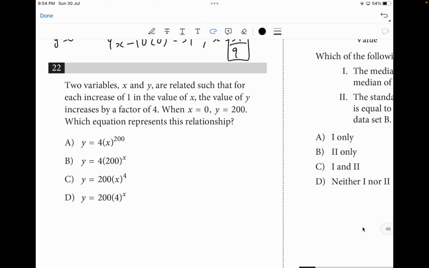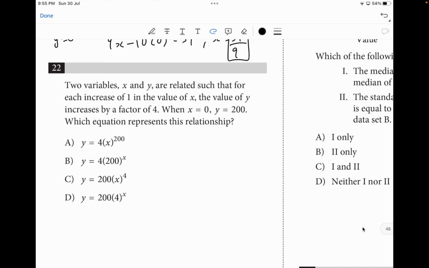So we have two variables that are related such that for each increase of 1 in the value of x, the value of y increases by a factor of 4. So when x equals 0, y is equal to 200. Okay, so this is kind of reasonable.